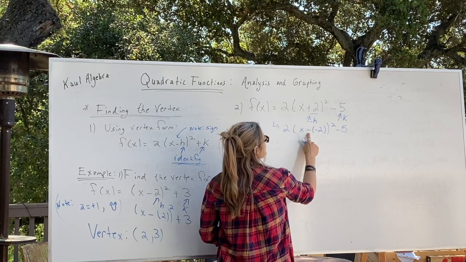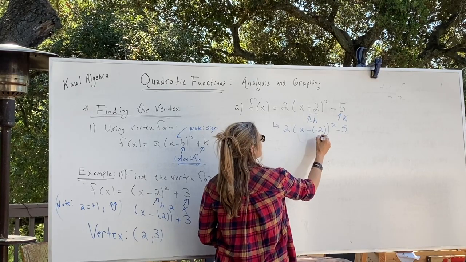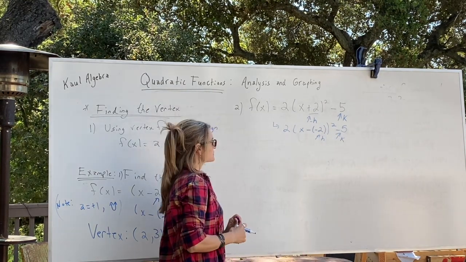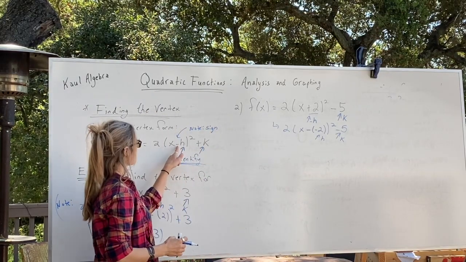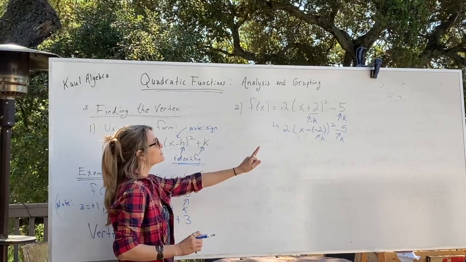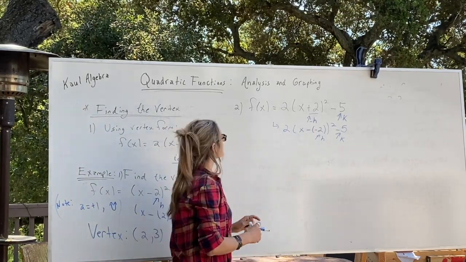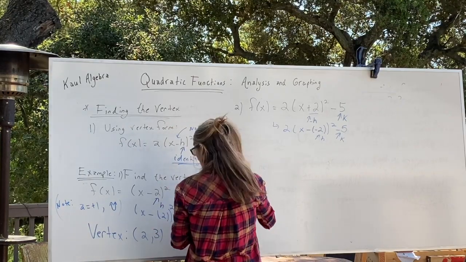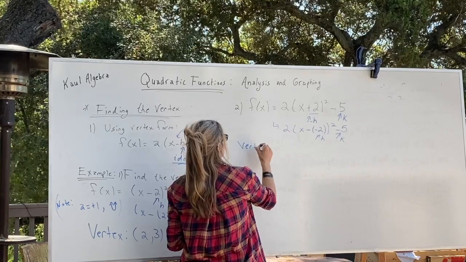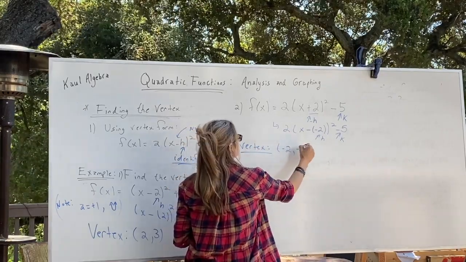So if you notice, I have to get this minus sign into H. So now this is my H value, and this is my K value. Really important detail, because you have to have this minus sign here in order for it to be in vertex form and identify your H correctly. So really important fact there. So now I could write what my vertex is. So my vertex here is (negative 2, negative 5).